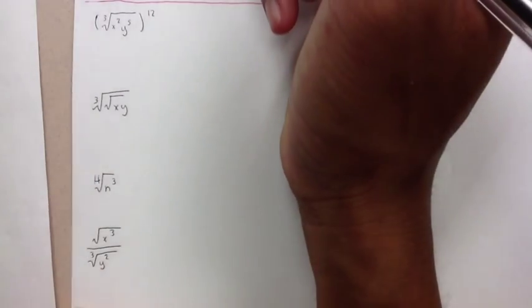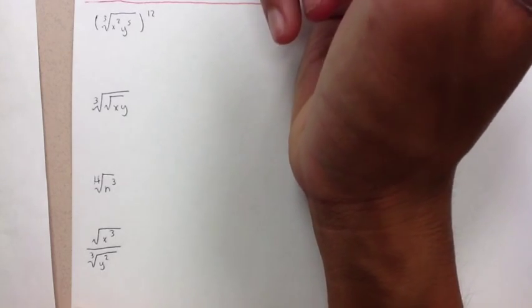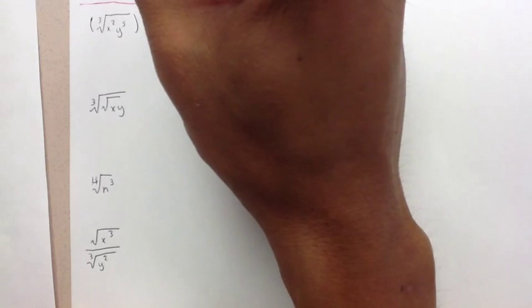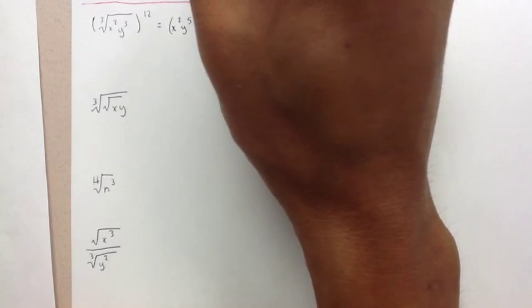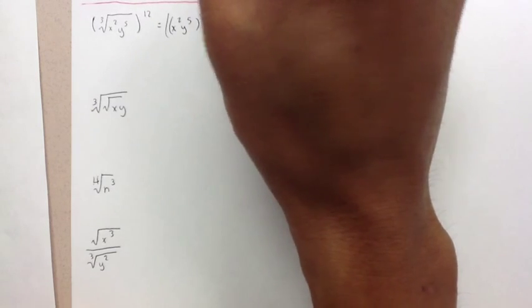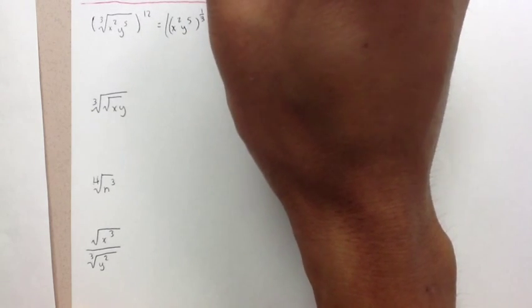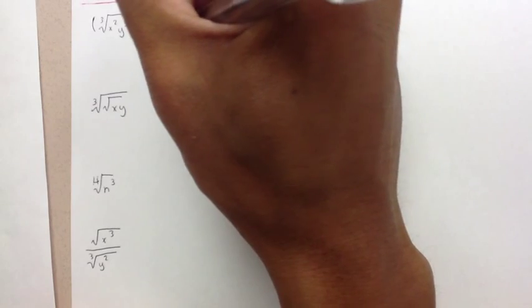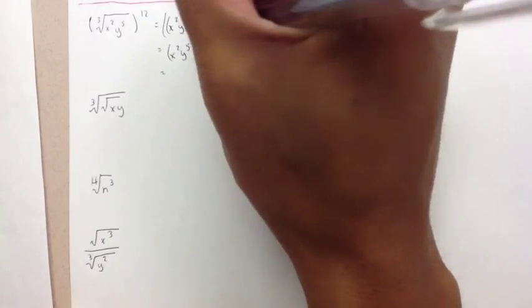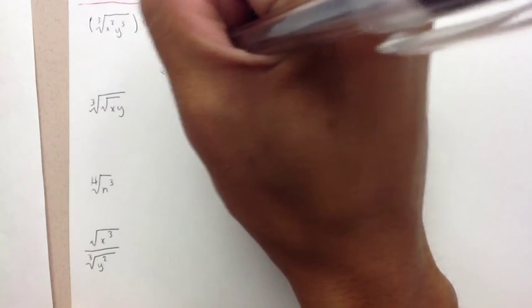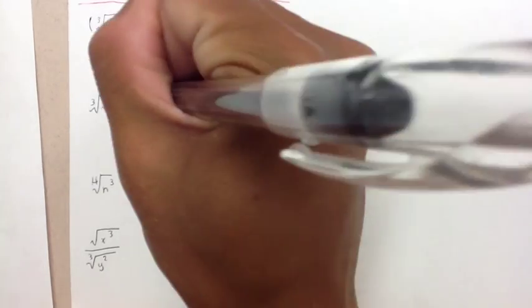Converting back and forth between rational and exponential notation, any time I see a root I want to turn it into a rational exponent. So a cube root really means something to the 1/3. And when you bring powers to powers, you actually multiply those powers. So 1/3 times 12 is 4. And you again multiply. So this will be x to the 8th, y to the 20th.